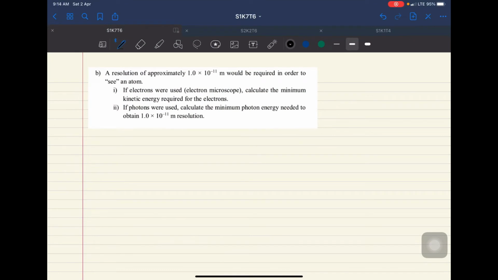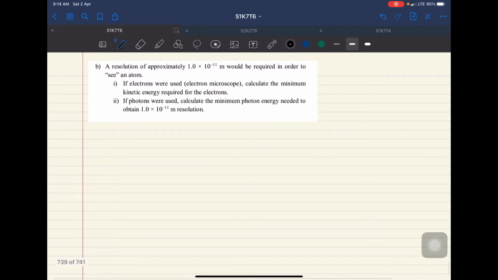Okay, this one is actually question 12b. They want to find a resolution. Sorry, they ask if electron were used, calculate the minimum kinetic energy required for the electron to have a resolution approximately 1 times 10 negative 11. So basically, you want to have lambda at least 1 times 10 negative 11. So we want to calculate when lambda is this value, so we want to relate it with the kinetic energy.